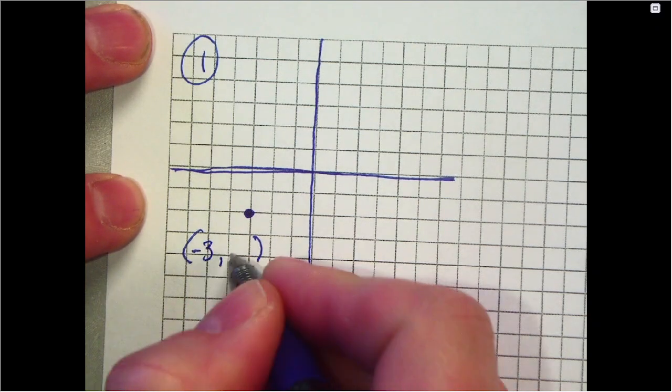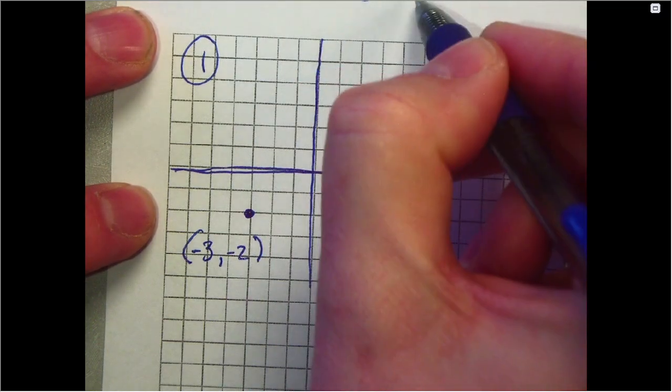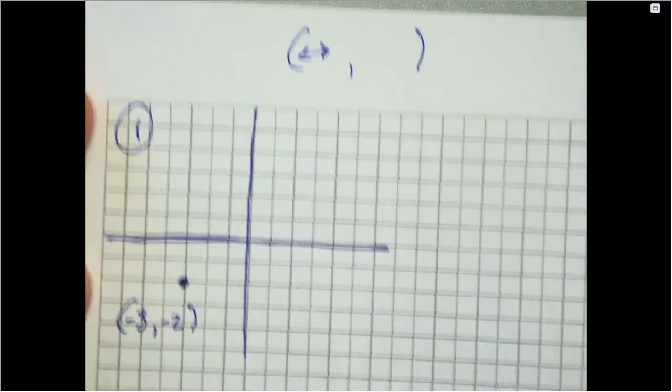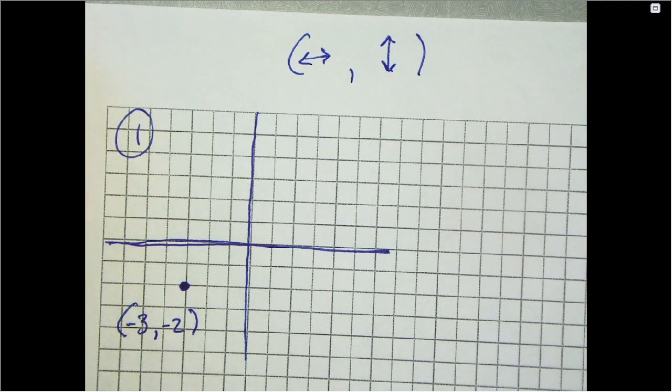-3, -2. So when you are labeling points, you always go left or right first, and then up or down second. Problem is with slope, you do the opposite. So that's where people start to get messed up.